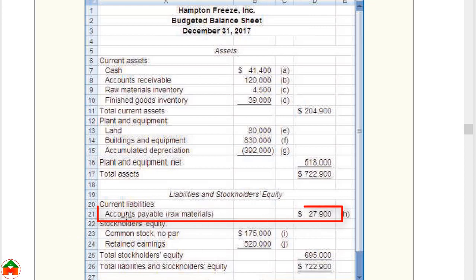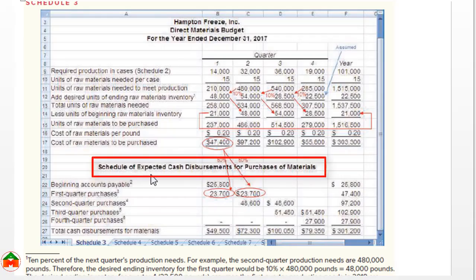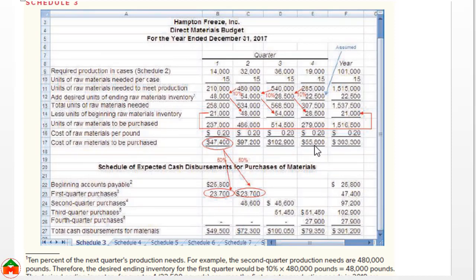However, we can see accounts payable, and this balance would be taken from the schedule of expected cash disbursement for purchase of materials. In the last quarter, the fourth quarter, our purchase of raw materials is 55,800, and according to the policy the company pays 50% in the particular quarter and the remaining 50% in the next quarter. That means 50% of 55,800 would be 27,900.